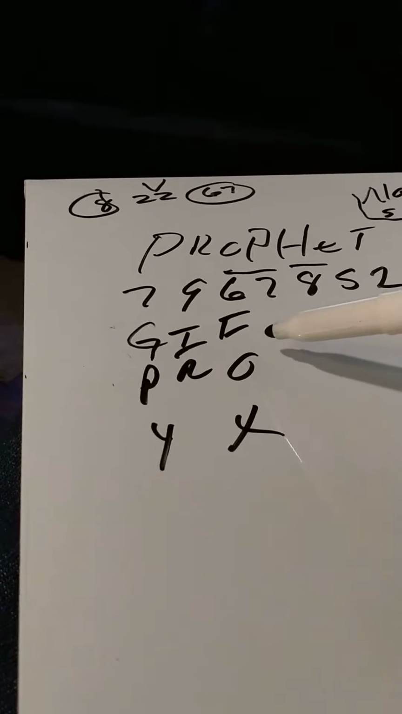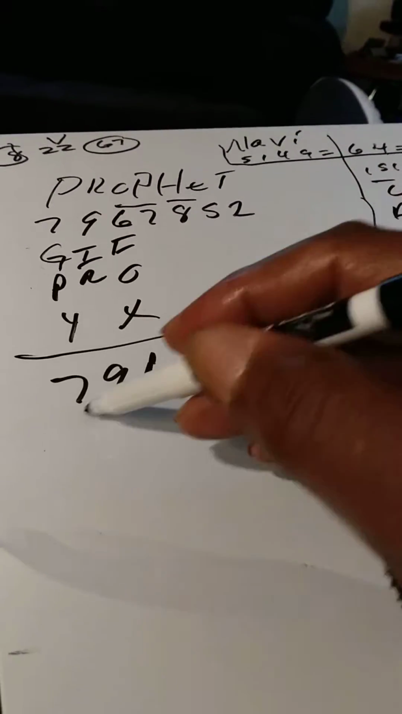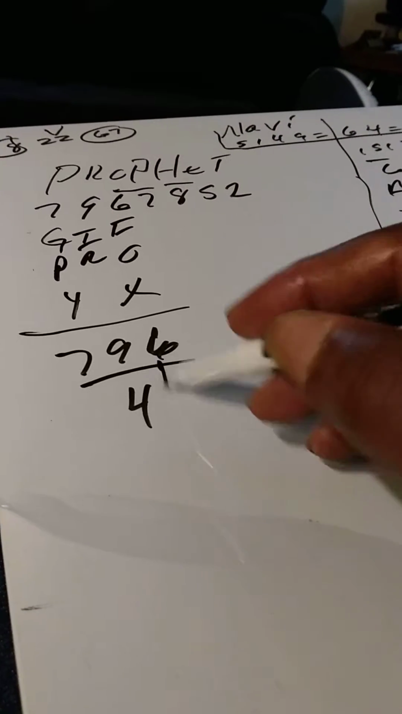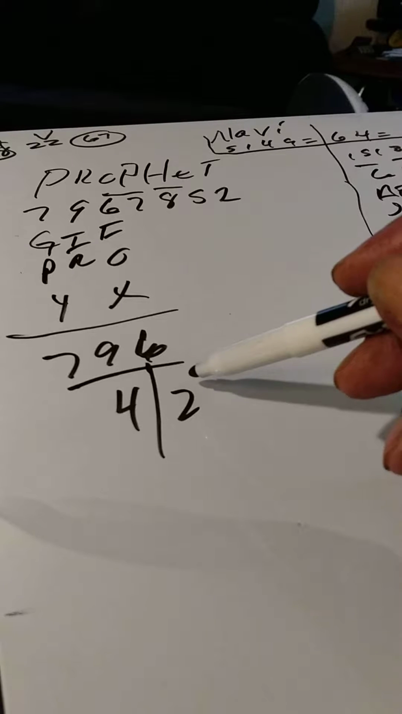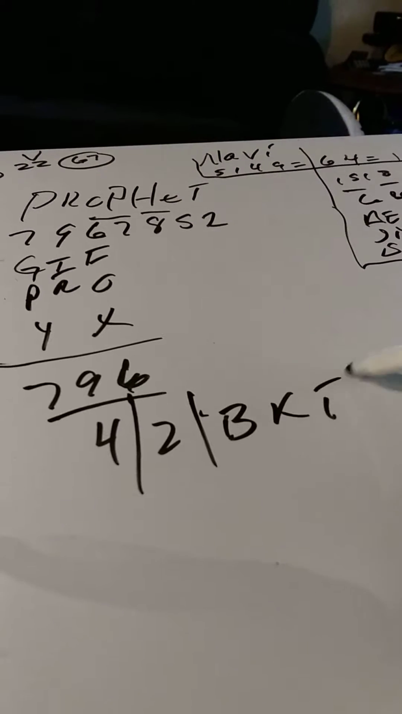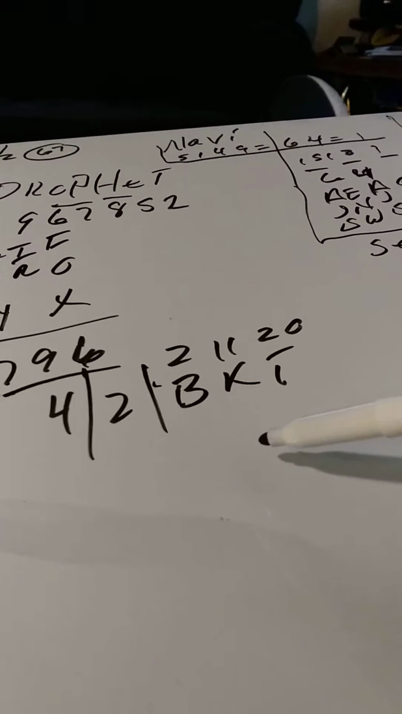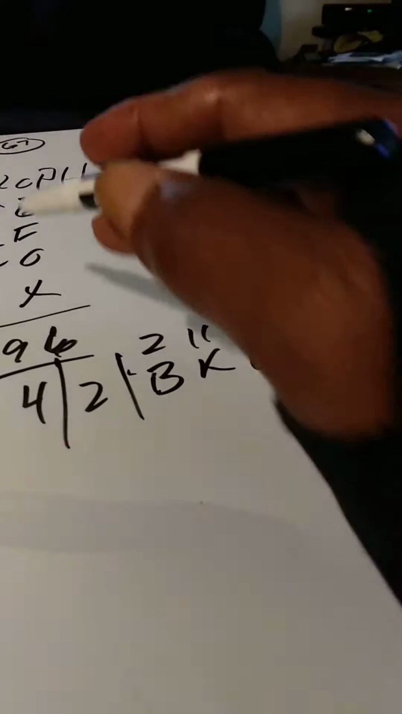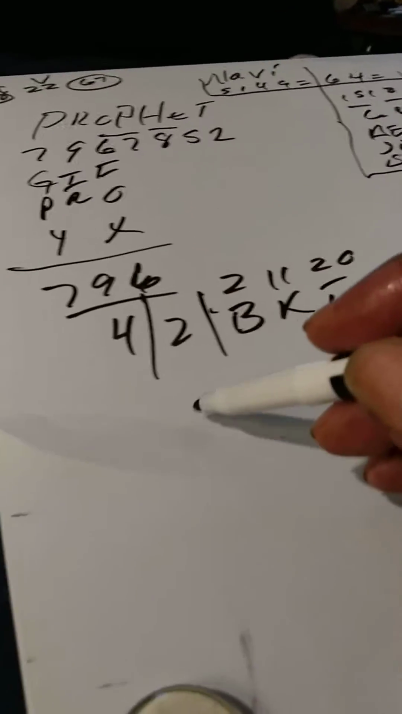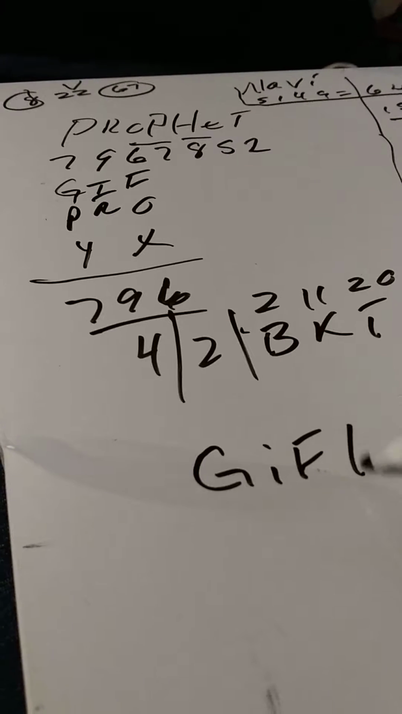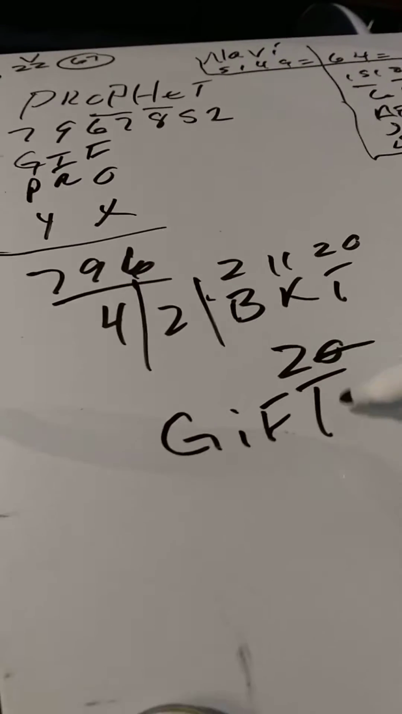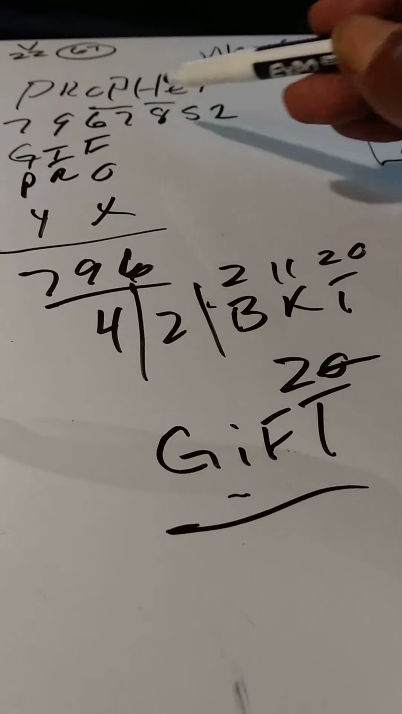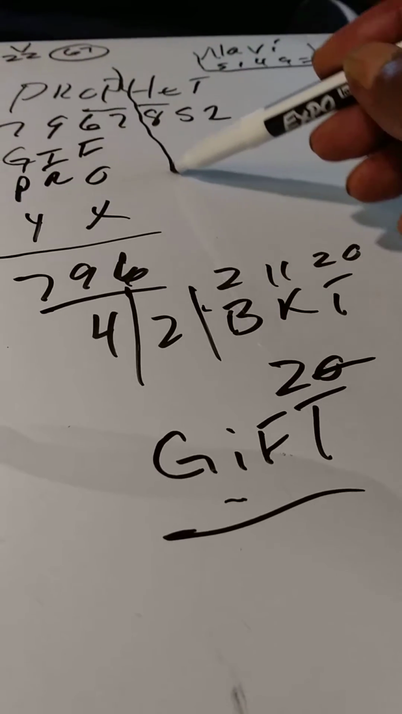Let me see something here. It's 796. That can be converted into a 4. Half of that 4 is a 2. BKT, 211 and 20. So if I wanted to make that 796 into a word that you all understand, gift 20, but I would have to drop that 0. So gift. But I'm dealing with this though. So I'm messing with this right here.